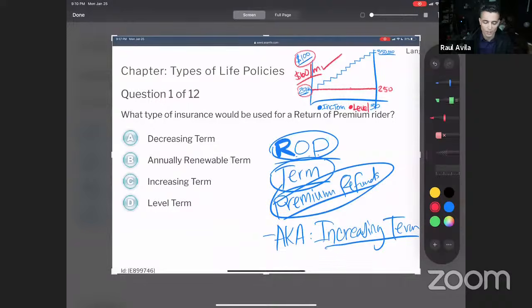All right, so now let's talk about this. Now that you know that, what's the answer? Well, what type of insurance is return of premium term? Easy, right? Oops, wrong color. It's green. It's increasing term. So if you remember that return of premium is increasing term, then you're going to get this question right, okay? So just remember that. Return of premium, increasing term. That's it. There's nothing else to learn on that.